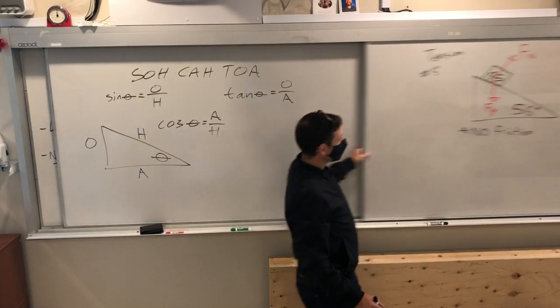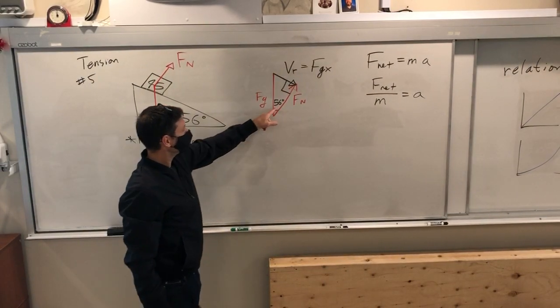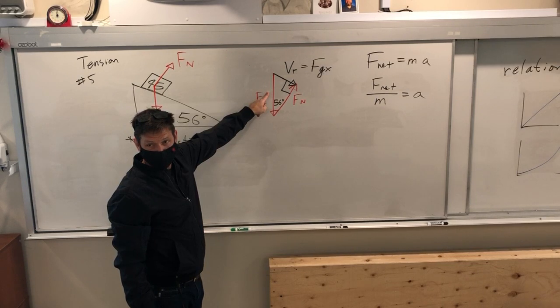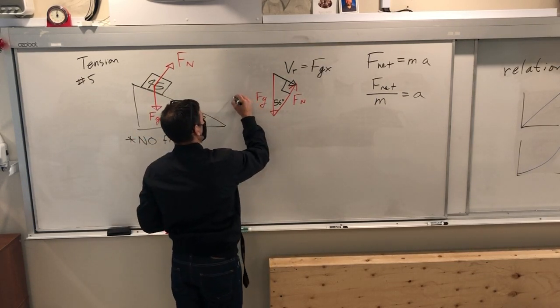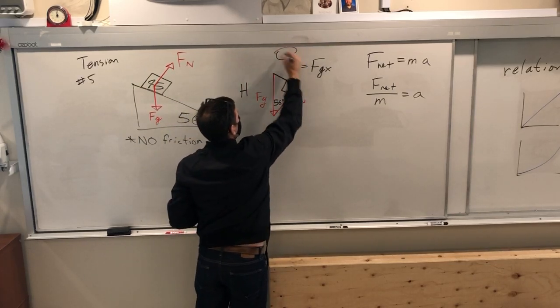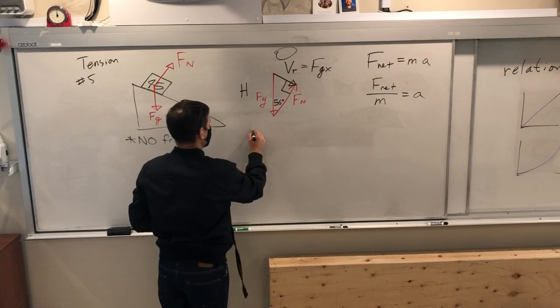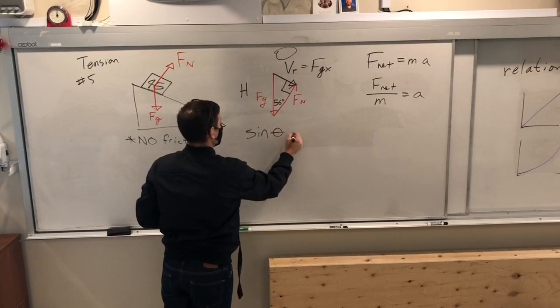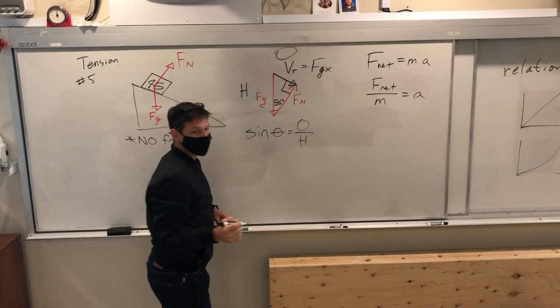Let's go back to our problem. So the hypotenuse in this case is gravity. So this is our H, and this side is our opposite, right? So we're going to use sine. So the sine of theta is opposite over hypotenuse.